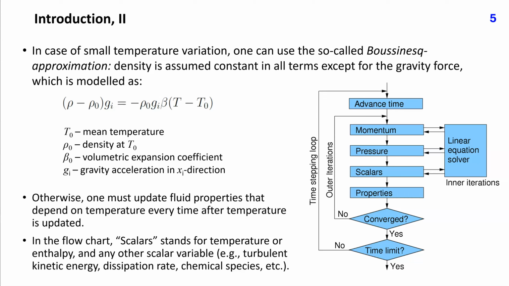Whenever temperature distribution affects the fluid flow, the energy equation must be solved coupled to the Navier-Stokes equations, that is, inside the outer iteration loop if the sequential solution method is used. In the flow chart shown in this figure, scalars stands for temperature or enthalpy and any other scalar variable. For example, turbulent kinetic energy, dissipation rate, chemical species, etc.